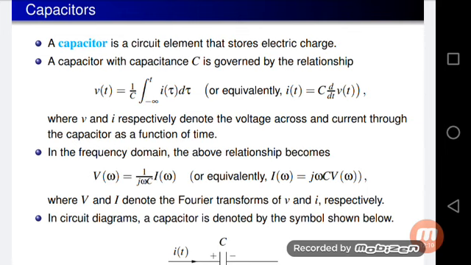And the related equations of a capacitor with respect to time: v of t equals 1 by C integral from minus infinity to t of i of tau d tau, or equivalently i of t equals C times d by dt of v of t. And with respect to the frequency domain, V of omega equals 1 by j omega C times I of j omega, or equivalently I of omega equals j omega C times V of omega.